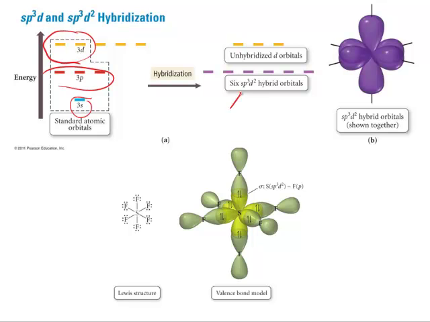So we're going to call this the sp3d2 hybridization scheme. And you can see that 1, 2, 3, 4, 5, 6 orbitals are hybridized. And so that allows the overlap for 6 additional electrons, or 12 valence electrons, and 6 bonds for sulfur. And here is SF6 shown here.